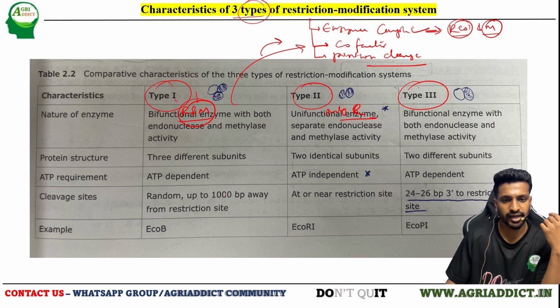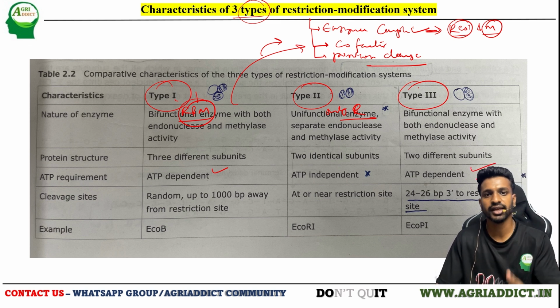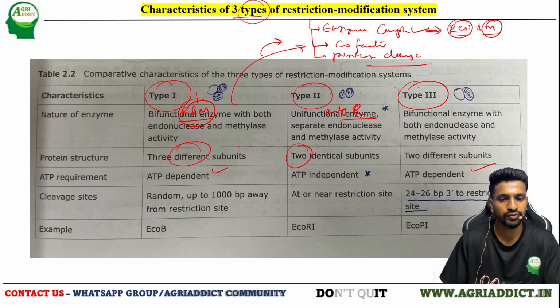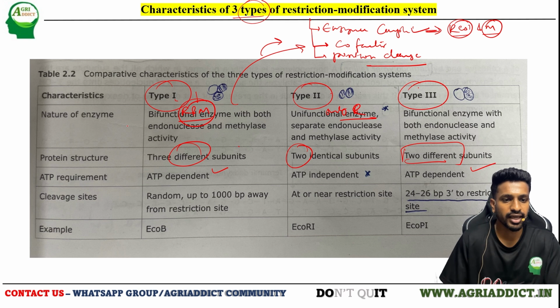Out of the three different types, just remember that 1 and 3 are ATP dependent. That means for their action to take place, they need energy in the form of ATP, and these have three different subunits, and type 2 has two identical subunits, and type 3 has two different subunits. Next, the nature of enzymes.